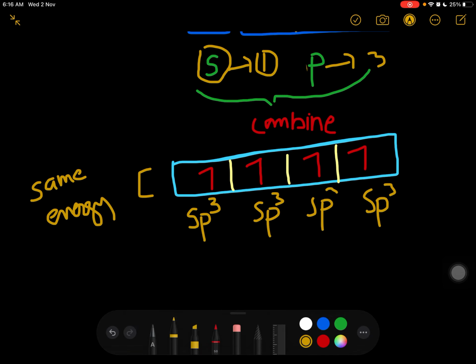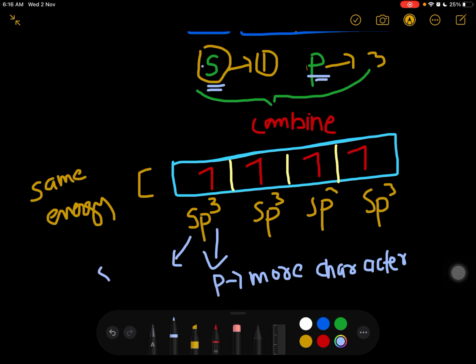This sp3 contains the characteristics of its parent orbitals. What are the parent orbitals? The parent orbitals are s and p. It will have more character of p, because p is greater than s, and less character of s, because you can see there is only one s and there are 3p, so obviously there will be a difference.